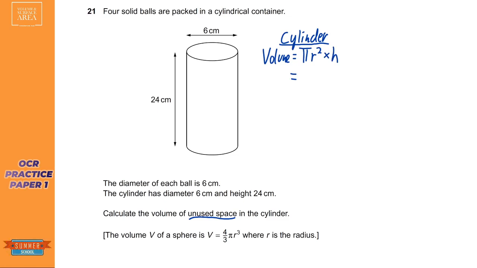So the diameter of this circle is 6. Therefore, the radius is going to be half that, which is going to be 3. So it's going to be pi times 3 squared times the height, which it says is 24.